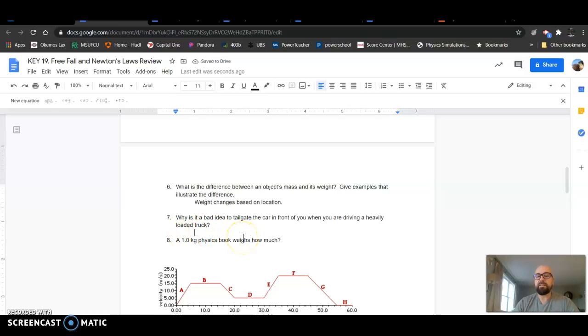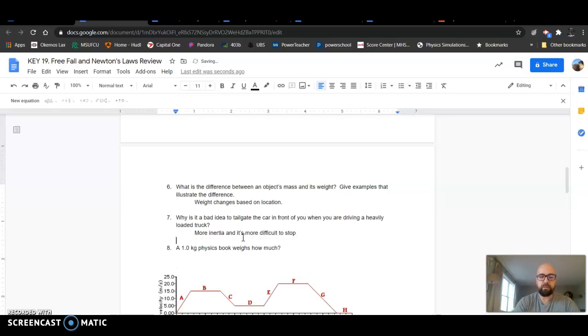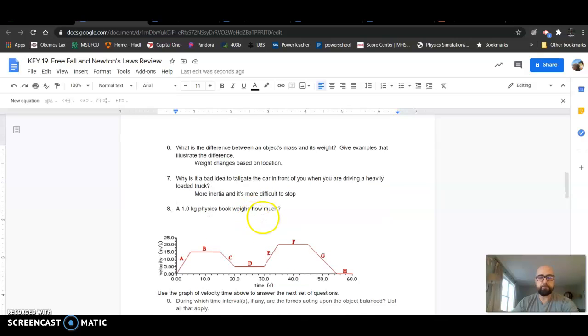Why is it a bad idea to tailgate the car in front of you when you are driving a heavily loaded truck? So you have more inertia and it's more difficult to stop. I learned that when I was in college and I was driving my friend's van through the mountains, and I almost got in an accident because I had to brake way differently than when I was driving my own car.